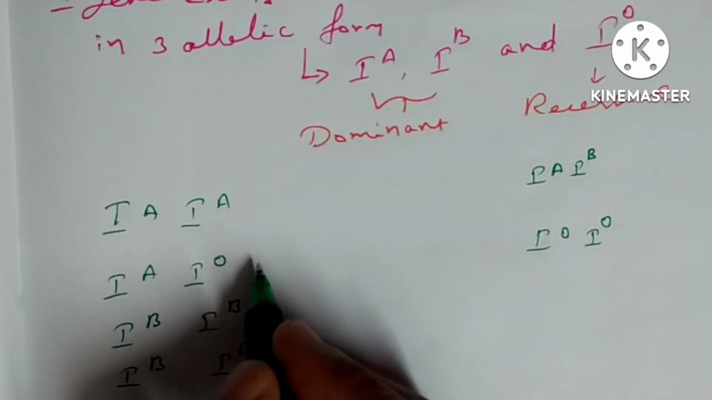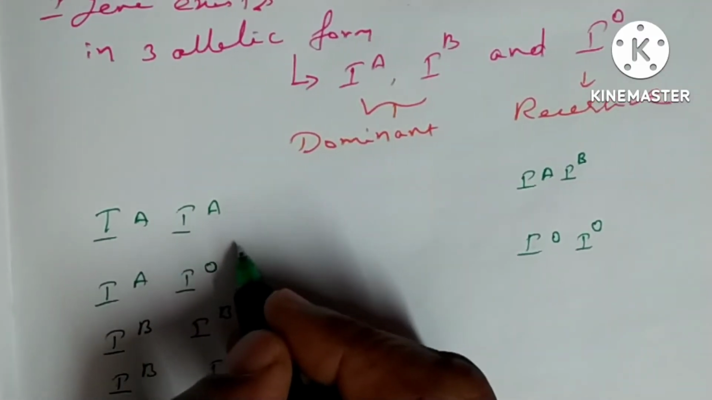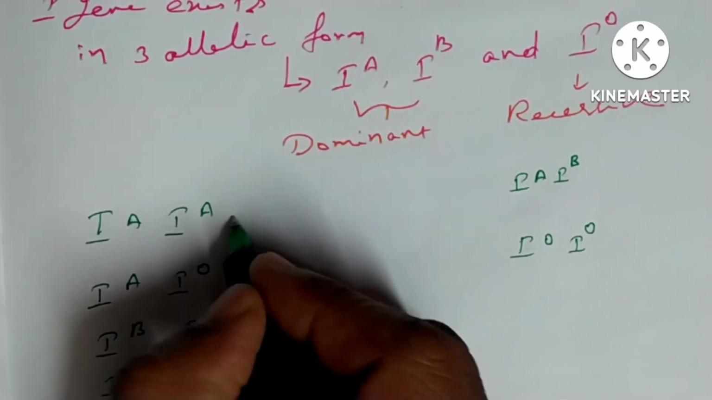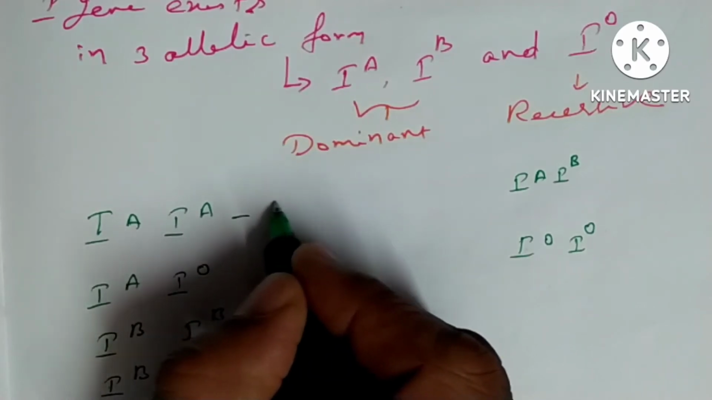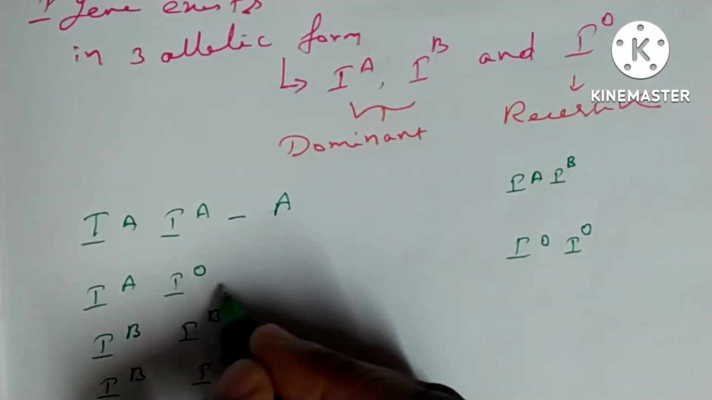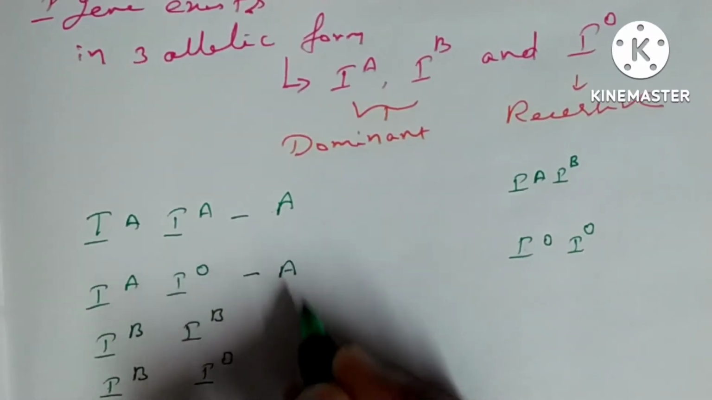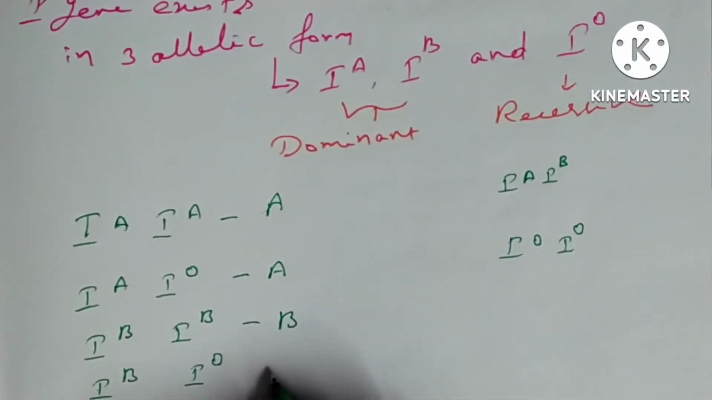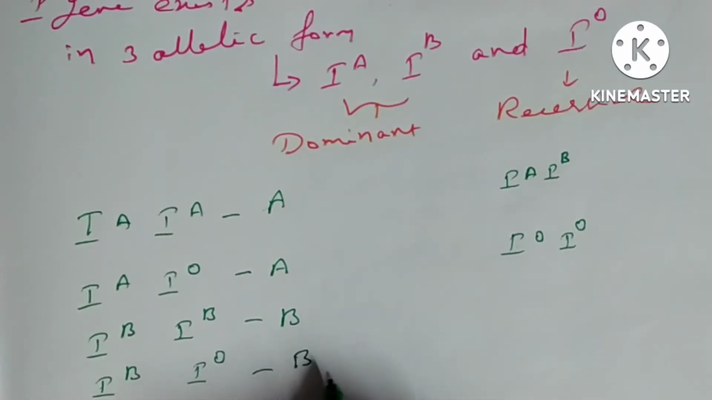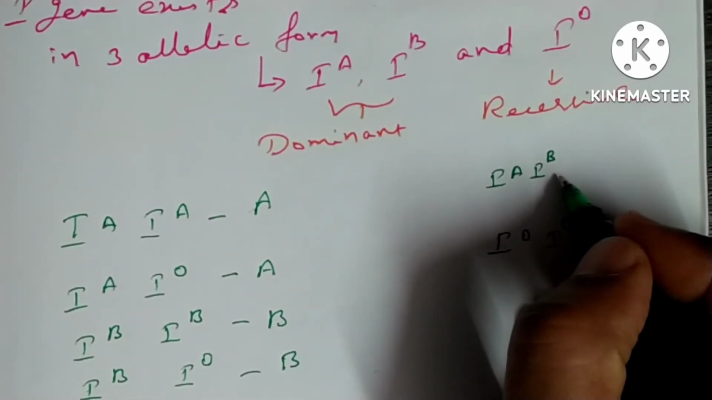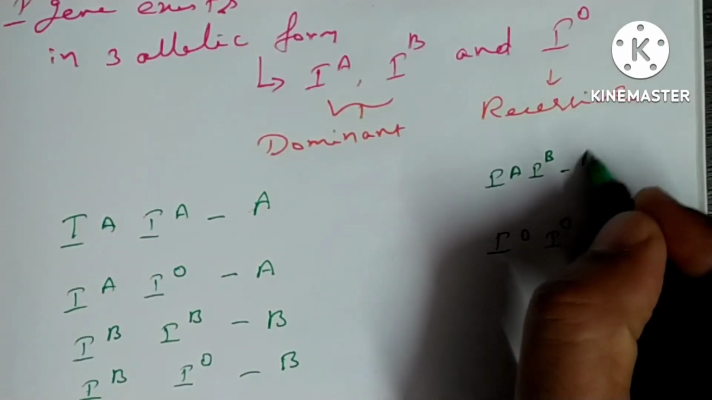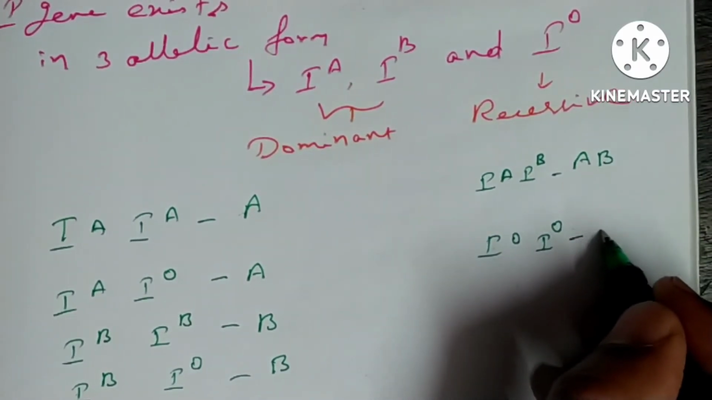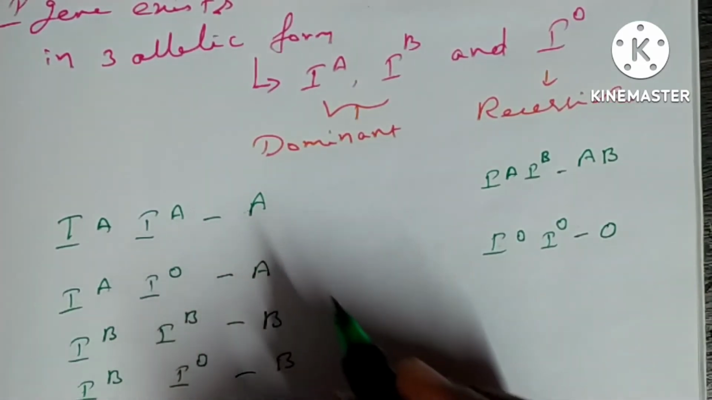You see, IA IA, this blood group type is A. Next IA, IO, this also is A blood group. IB IB, blood group B. IB, IO, blood group B. IA, IB, this is blood group AB. IO IO, blood group O.